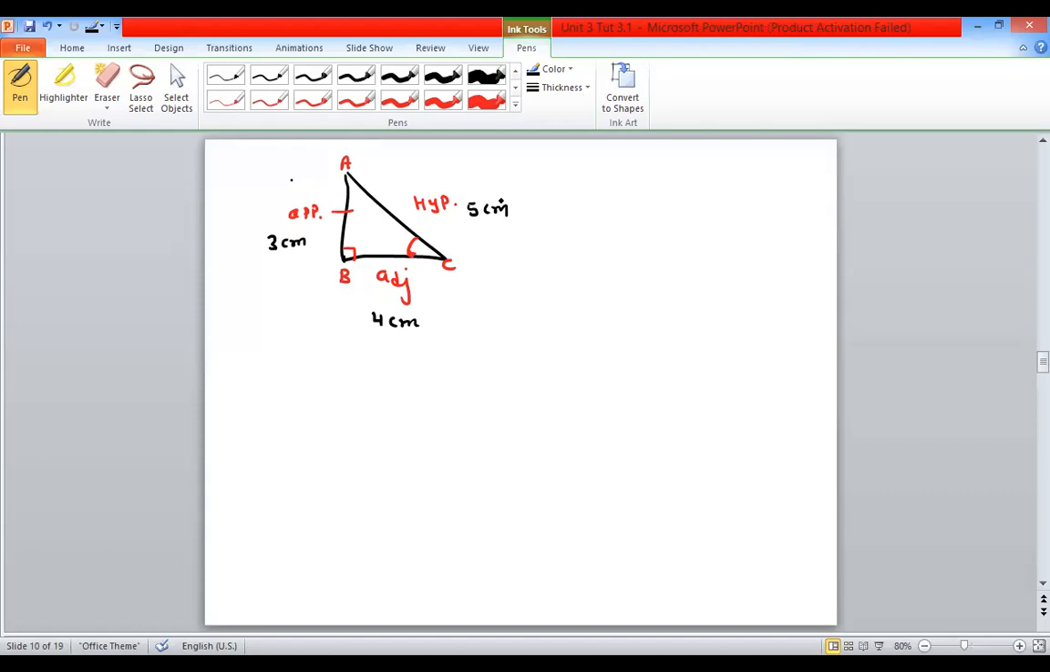ઓકે. So my second question is to find sin C, cos C and tan C. Let me find C. Okay, so first of all, we can find sin C. They use the word C, so we put C. If they ask for theta, you can say theta. Sin means, remember the formula, sin is opposite upon hypotenuse.